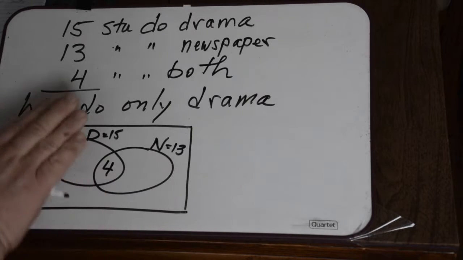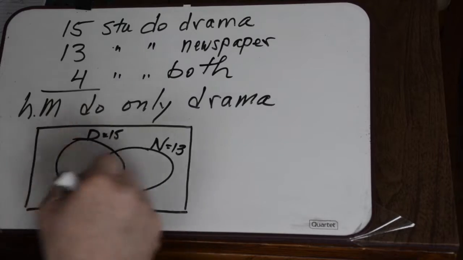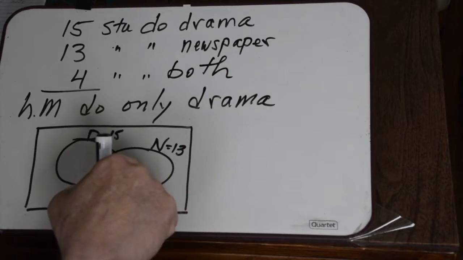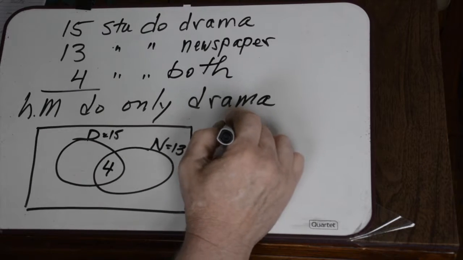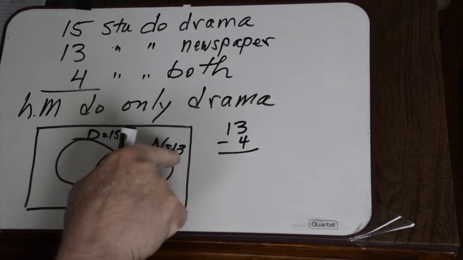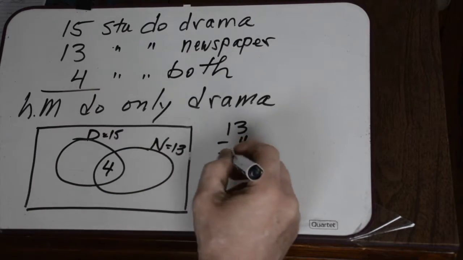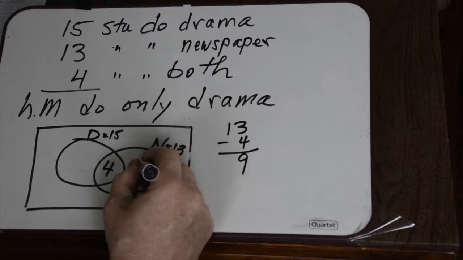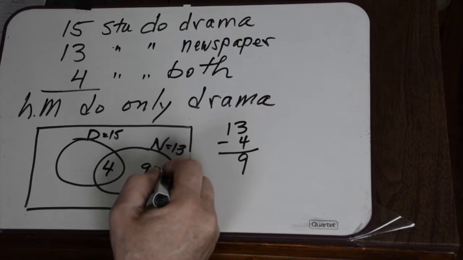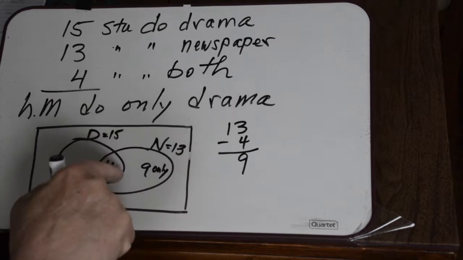Well, let's look at it now. If 13 are in the newspaper all together and 4 are also doing something else, how many are only in the newspaper? 13 in the newspaper, minus 4 of which are also doing the other thing, the drama. That leaves 9. So that means you have 9 here who are only newspaper. 4 here, together they make 13.